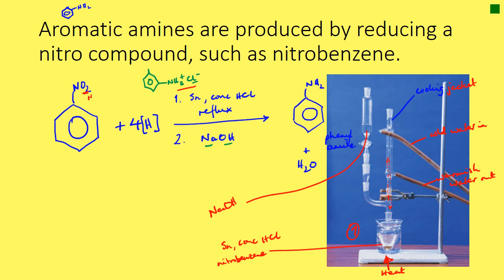So the first step is that we're going to use a tin catalyst and some concentrated hydrochloric acid, and we're going to reflux that together. And if you don't know what reflux is, it's the continual boiling and condensing of something. So that's what reflux is, and that would make a salt.